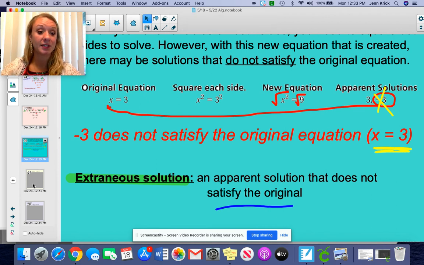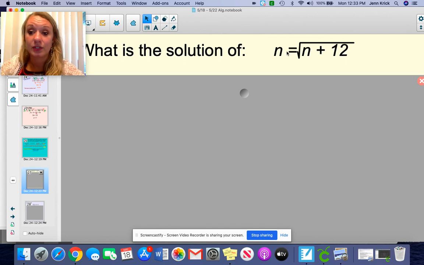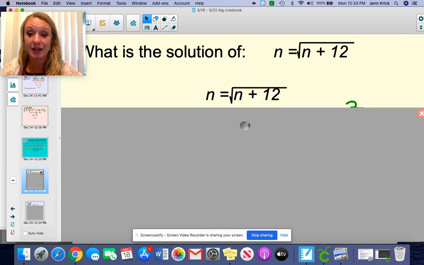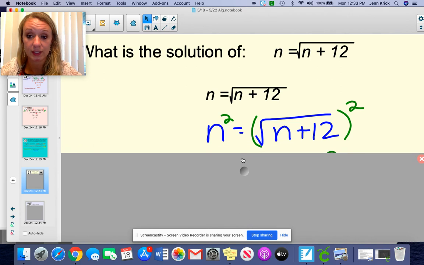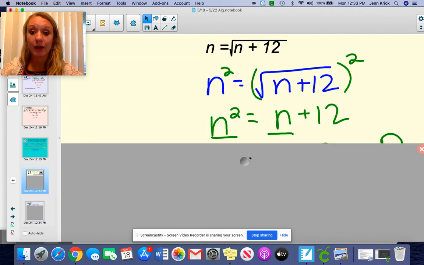Okay, let me show you an example of that. If I gave you this equation, the square root of n is equal to n plus 12, first of all, I know that as soon as I need to get rid of that radical sign, I'm going to square both sides. So here's what this looks like. I tried to write this out in my markers, so I apologize if it looks a little bit messy. I squared this guy here and I squared this guy here. Now I'm left with n squared equals n plus 12.